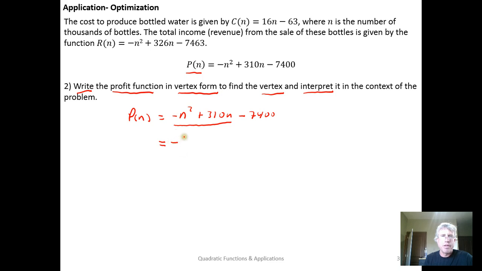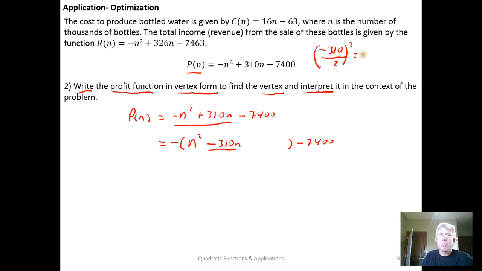So I'm going to factor a negative off of the minus n squared plus 310n. That's going to leave me with an n squared inside parentheses. And now instead of plus 310n, it's going to be minus 310n. Again, the way that we could check our work is distribute the minus into the parentheses and make sure we get back what we had on the previous line. Now I'm going to leave some space for completing the square, and I'm going to subtract my 7,400. So to complete the square, remember what we do is we take the coefficient on the linear term, we divide it by 2, and then we square it.